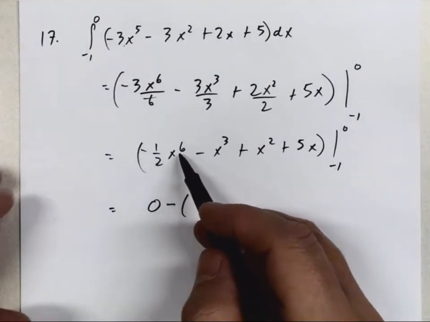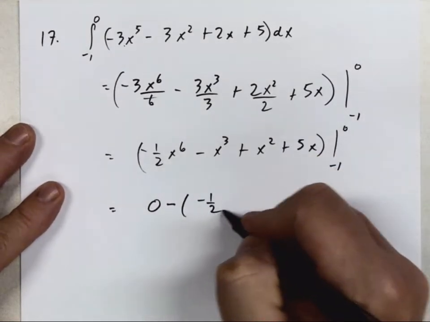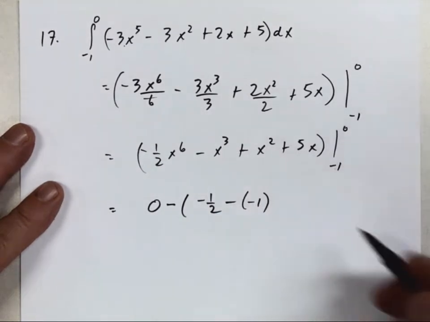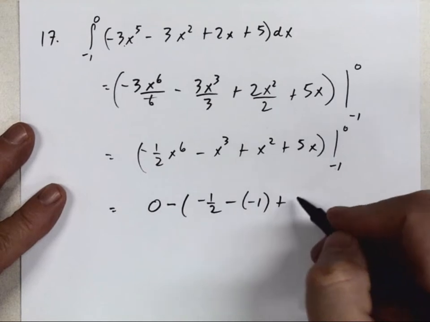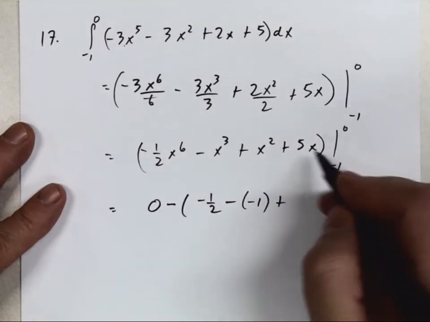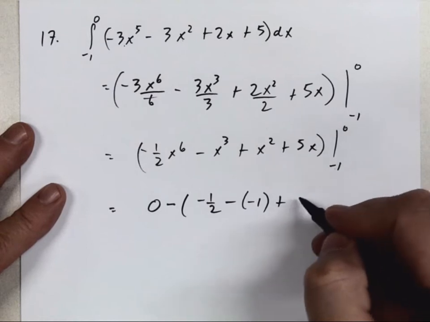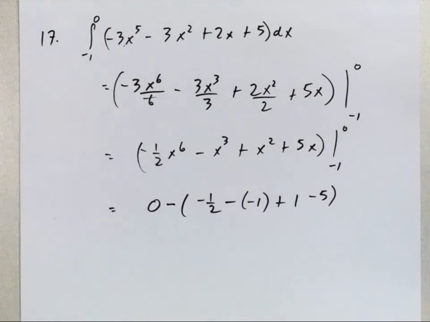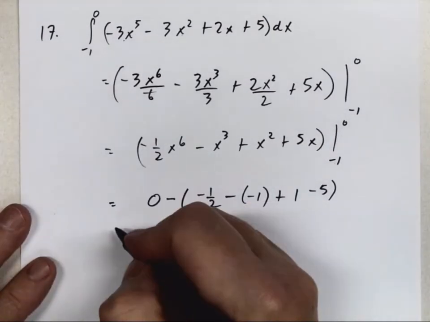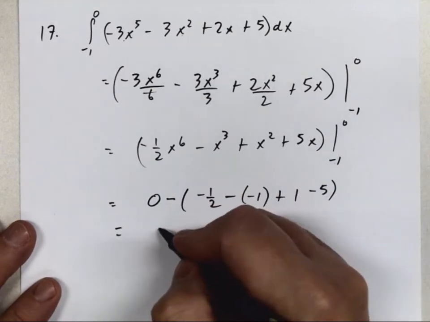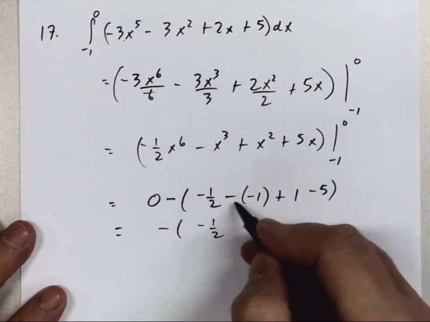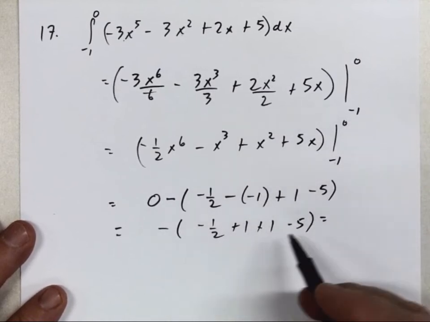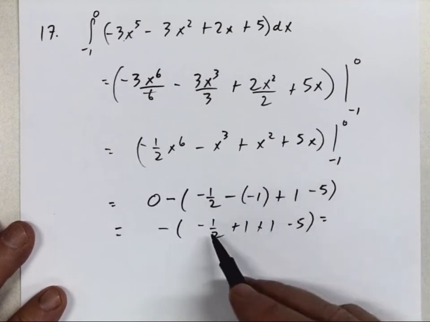Minus 1 to the 6th power is just going to be 1. So this is 1/2 minus x cubed, negative 1 cubed is actually negative 1. X squared, if I plug in minus 1 for x, minus 1 squared is just 1. Now minus 1 times 5 is minus 5. So it's not hard math. You just have to be careful, especially with your signs. So basically, negative 1 plus 1 plus 1 minus 5. So this is 2 minus 5, which is minus 3.